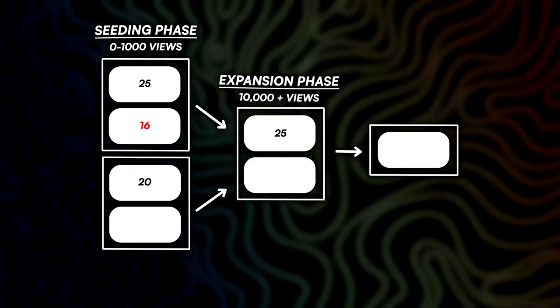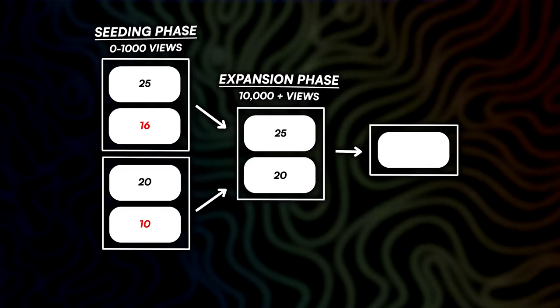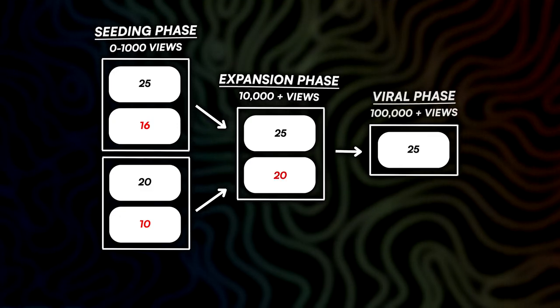at the initial phase. Continuing down, the one that gets 20 points versus the 10-point video, the 20-point video will win and move forward into the expansion phase. At this point, this is around 10,000 views, and so when these two videos face each other, obviously the one with 25 points will win over the 20-point video. And because it got more engagement, more comments, more retention, and overall the best metrics compared to all the other videos, it will move on to the viral phase.